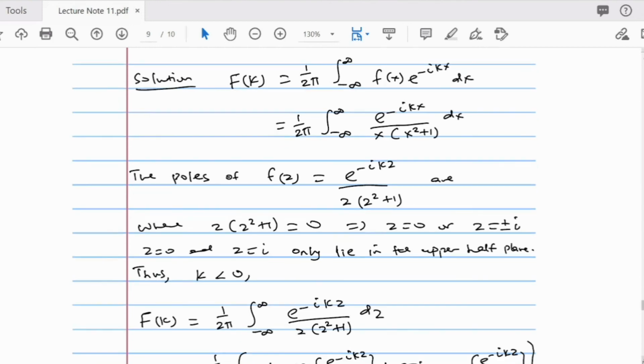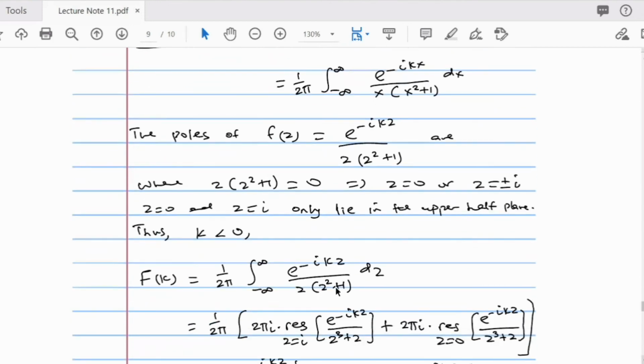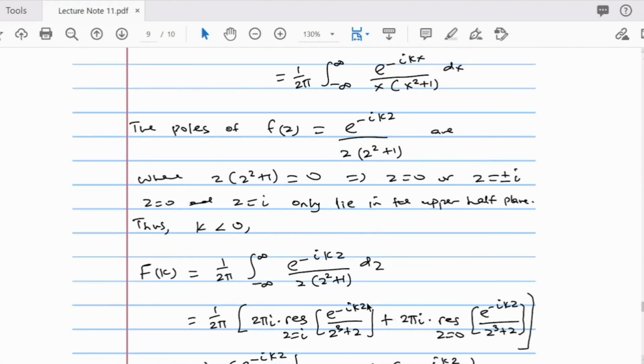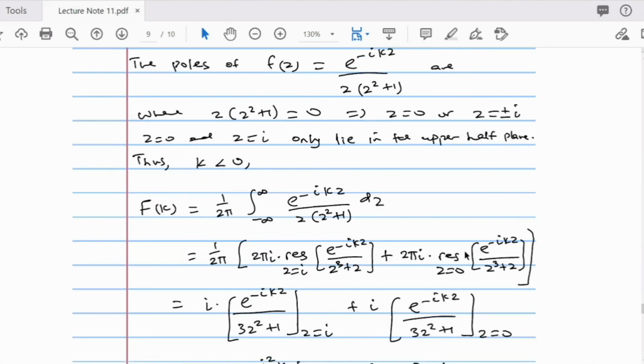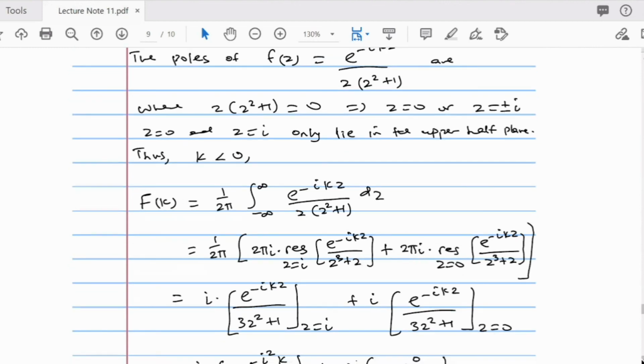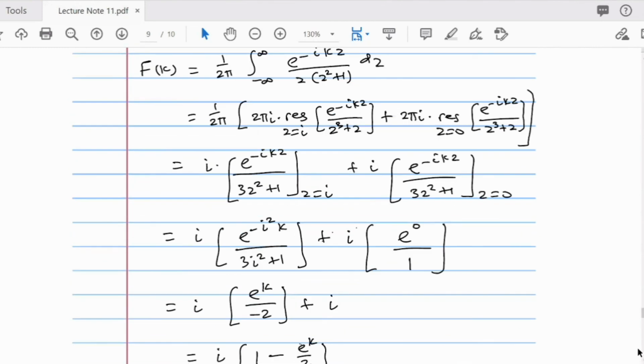Okay, so for k that is negative, minus k is positive. So evaluate this integral using the residues at the two singular points. The first one, z is i. The second one, z equals 0. So this is 1 over 2 pi, times 2 pi i. Compute the residue at z equals i, compute the residue at z equals 0, and multiply by 2 pi i. Once you do that, this is what you are going to get at the end of the day.